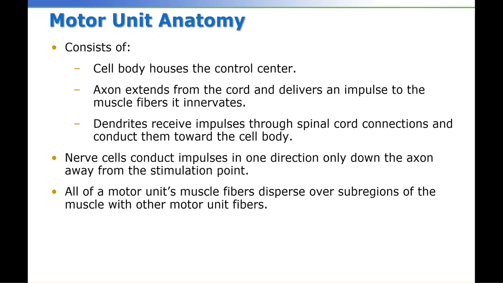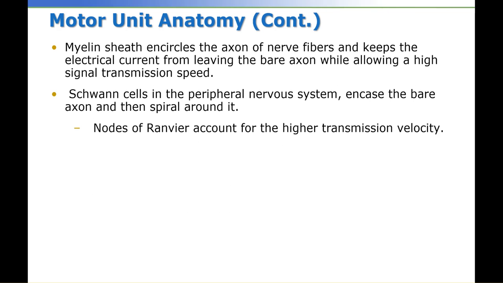Dendrites receive impulses from the spinal cord connections and conduct them toward the cell body. Nerve cells conduct impulses in one direction only, down the axon, away from the stimulation point. And all the motor units' muscle fibers disperse over subregions of the muscle with other motor unit fibers. The myelin sheath encircles axon nerve fibers, keeping the electrical current from leaving the bare axon while allowing high signal transmission.